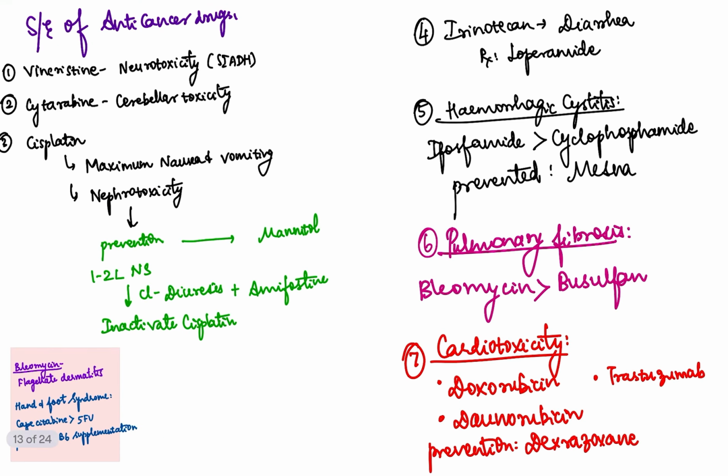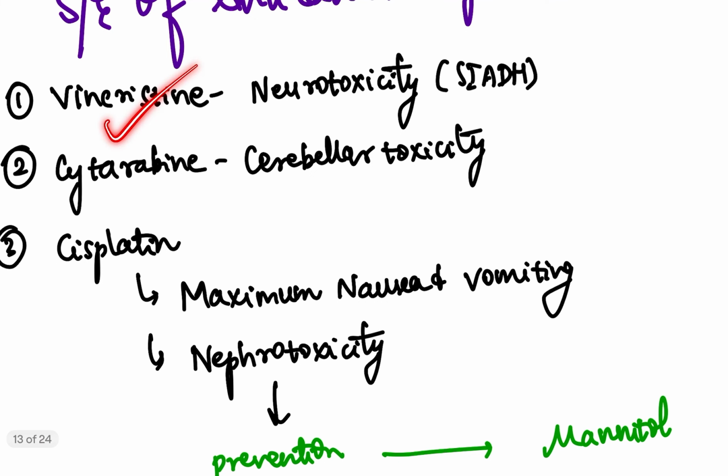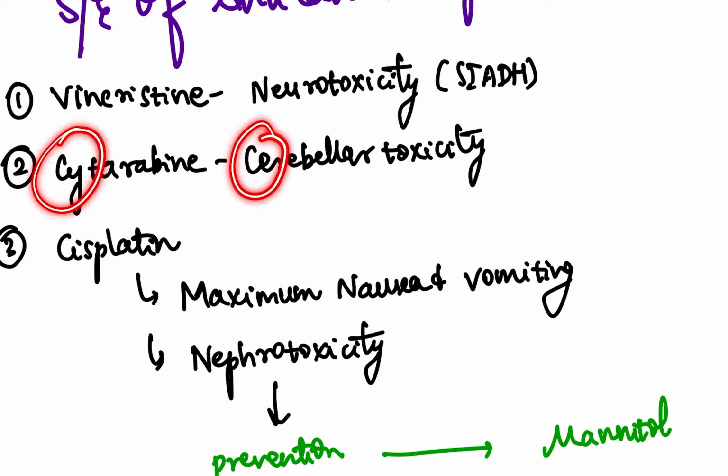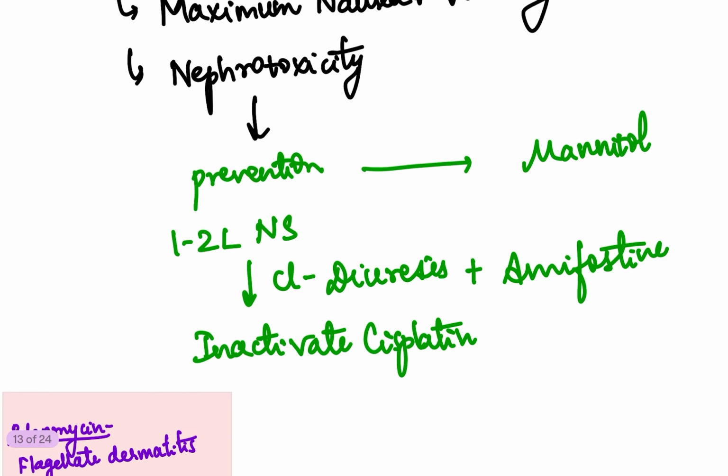The next is, what are the various side effects of anti-cancer drugs? First, vincristine is neurotoxic and causes SIADH-like symptoms. Cytarabine is cerebellar toxic. Vincristine is neurotoxic. Cisplatin, I already mentioned, causes maximum nausea and vomiting, and also it's nephrotoxic.